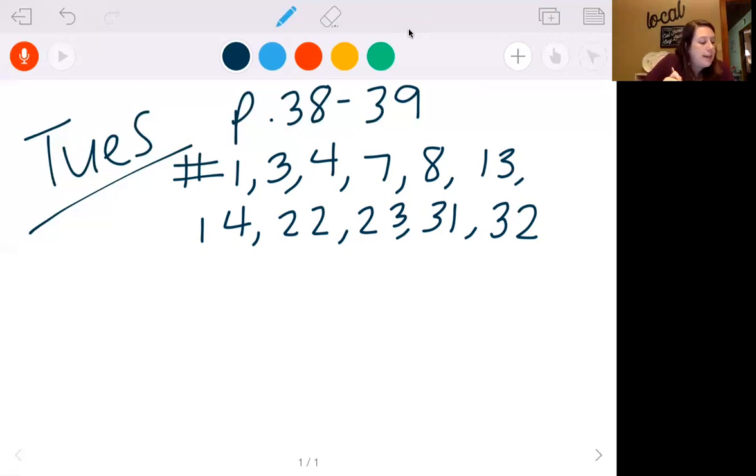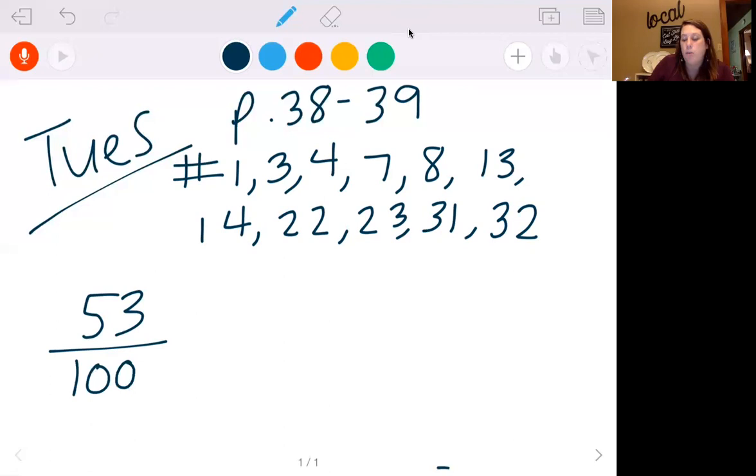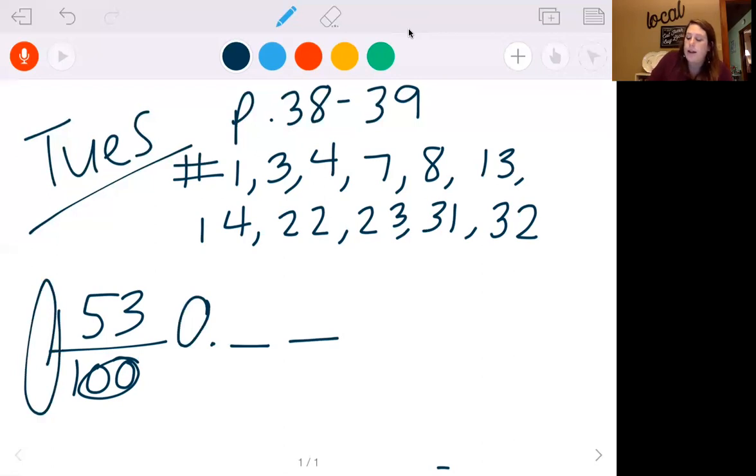1 gives you 63 over 100. So if I gave you something similar, like 53 over 100, and I wanted you to put it in decimal form, I see the 100 here, and it's going to have 2 decimal places after it. There's no whole number here, so this is 0. Then I just fill in my 53. Okay, that's how you would do number 1.